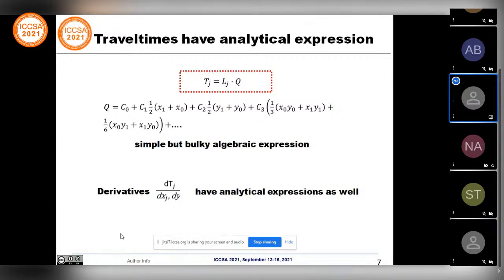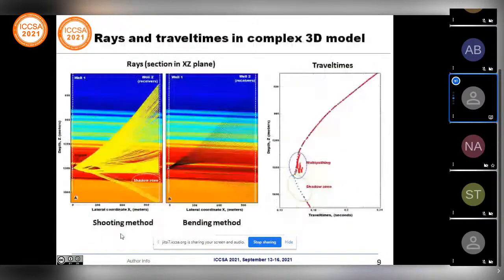Now I present some realistic numerical examples. Here we can see rays calculated with the standard shooting method, and rays calculated by the bending method. We can see that these rays look much better.